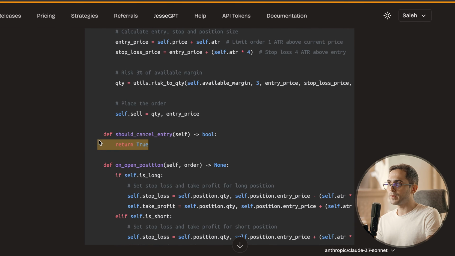Now this one also must be here and return true. Now what it does is, because we're using limit orders, what would happen if we submit the order, but it doesn't get filled during that candle? Well, when the next candle comes, we want to cancel the previous one and submit a new order using the current conditions, such as the current ATR value.